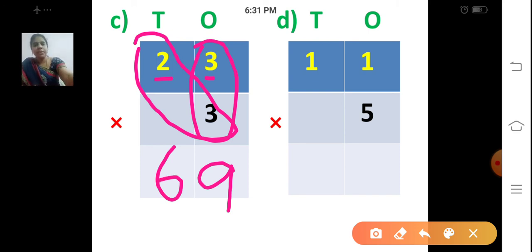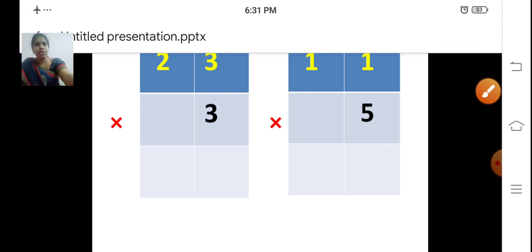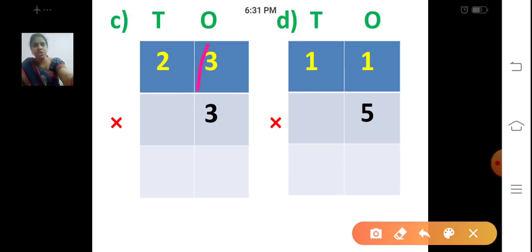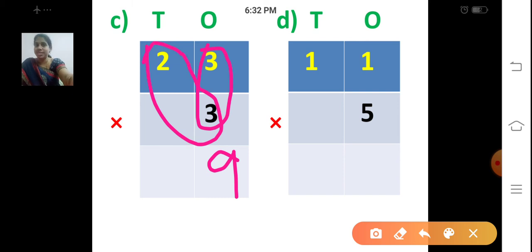So I'll repeat it one more time. First you're going to multiply these two. 3 ones into 3, 3 threes are 9. Now 2 tens into 3. 2 threes are 6. Understood? Shall we move on to the next one?